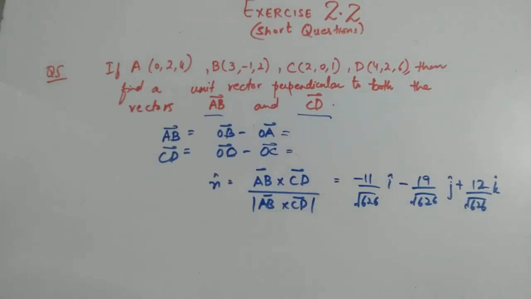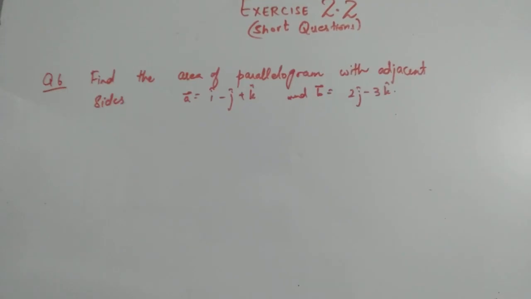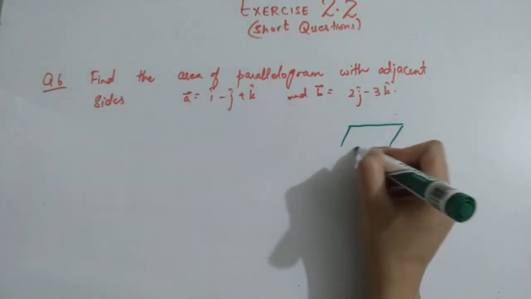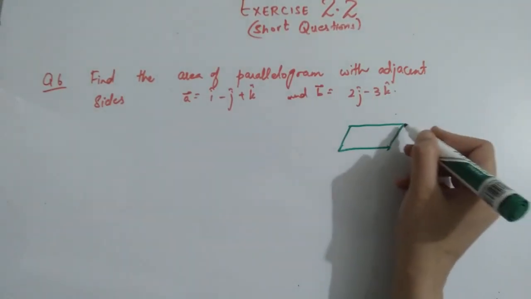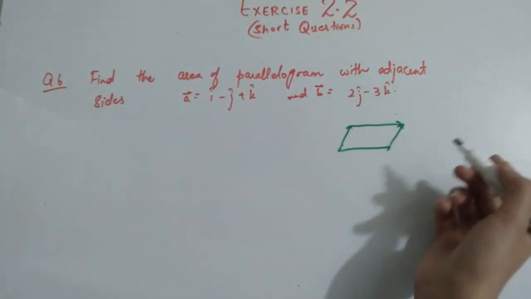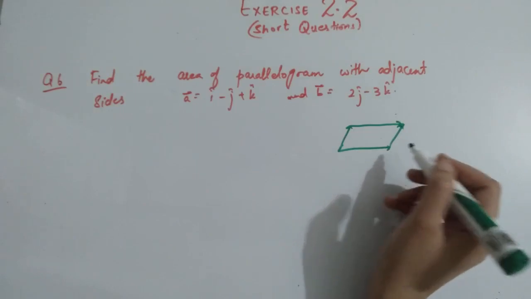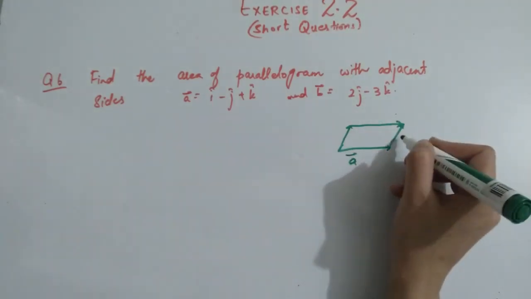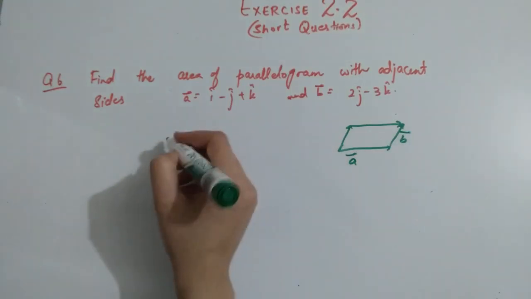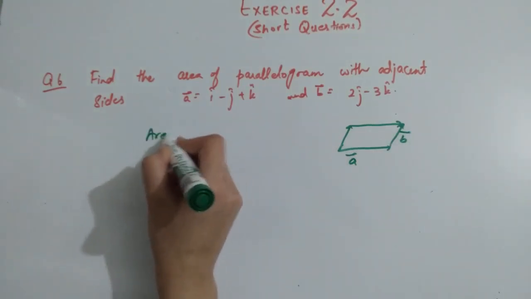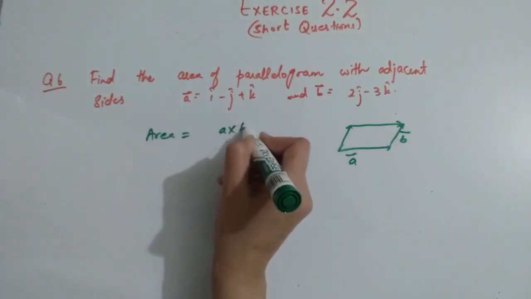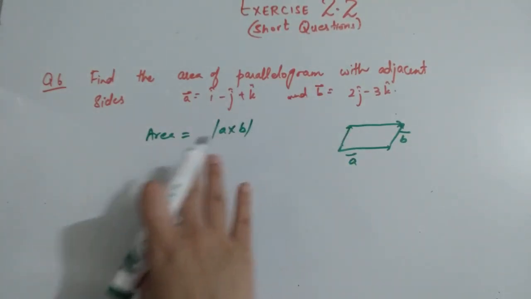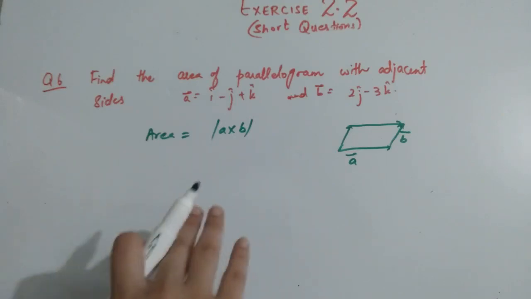Okay, in question number 6 you have to find the area of parallelogram. This is the parallelogram, and you have to find a, let this be a and this be b. So the area of parallelogram will be equal to a cross b magnitude, because a cross b will be a vector, and after taking its magnitude you will get the answer as a scalar.